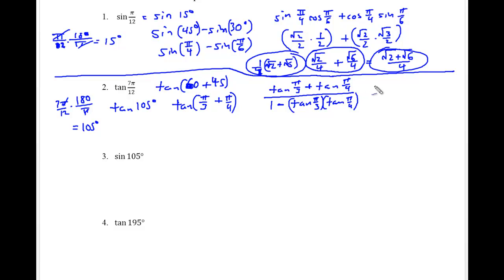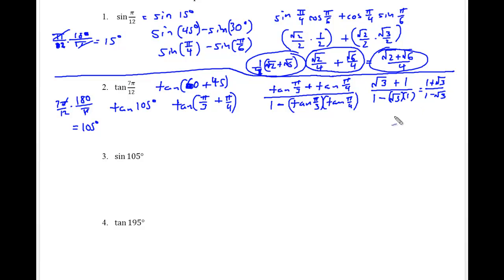The numerator is pretty straightforward because the tangent of pi over 3 is square root of 3. And the tangent of pi over 4 is 1. I'll probably be reordering that because rationals go in front of irrationals and so on and so forth. Now down below what we have is 1 minus the tangent of pi over 3, which is the square root of 3, and tangent of pi over 4 is 1. So what we have here, if I reorder the top, is 1 plus the square root of 3 over 1 minus the square root of 3.